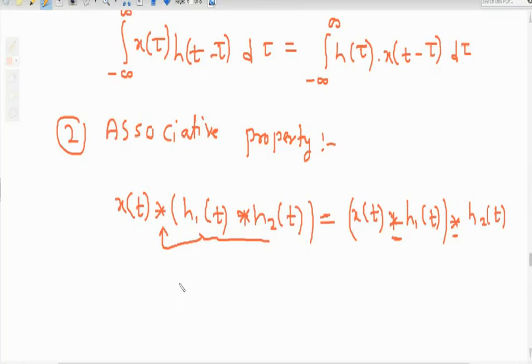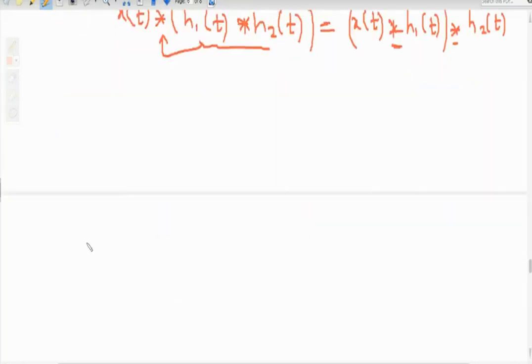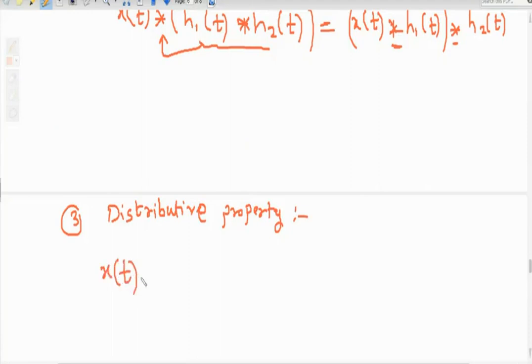And the third property is the distributive property. These properties will be helpful whenever we have series connection or parallel connection. At that time these properties will be helpful. Now, the distributive property. According to the distributive property, x of t convolution with h1t plus h2t.